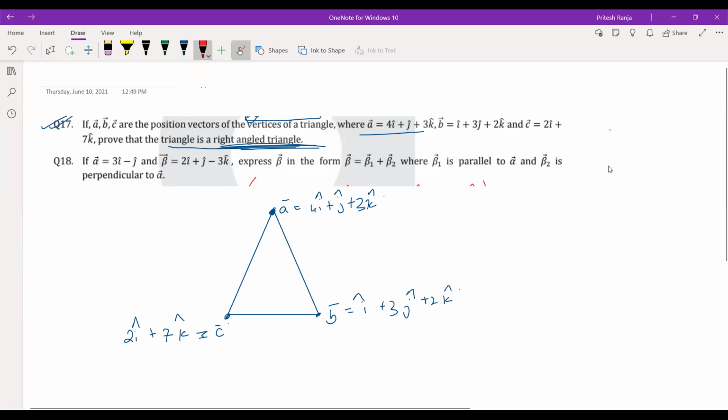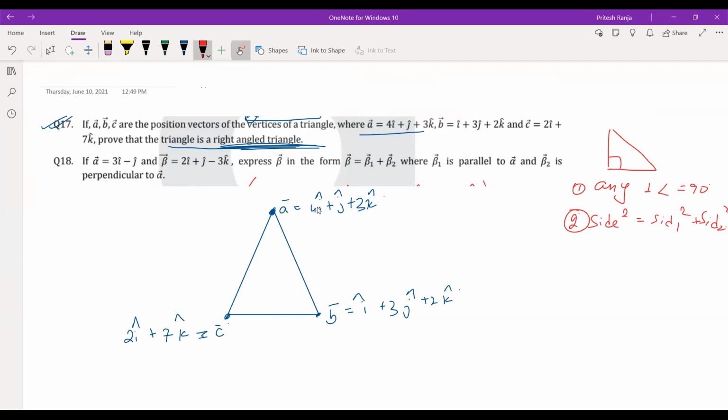तो राइट एंगल ट्रायंगल को प्रूव करने के लिए क्या चाहिए? एक तो एंगल, कोई भी एक एंगल, any one angle should be 90 degree and it should satisfy Pythagoras theorem. So side square is equal to side 1 square plus side 2 square. So these two conditions should be met.